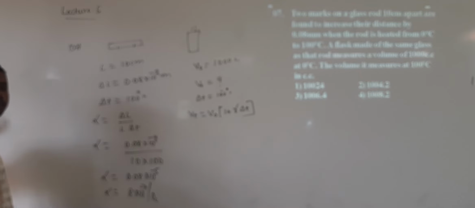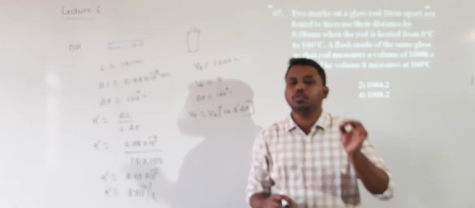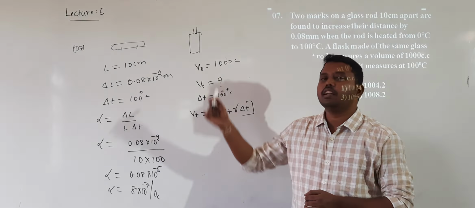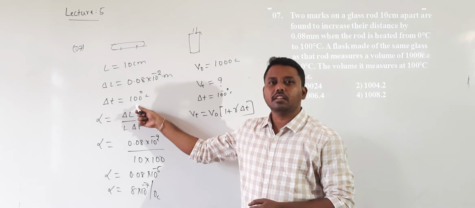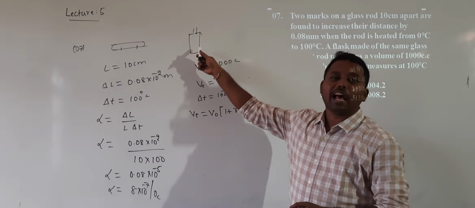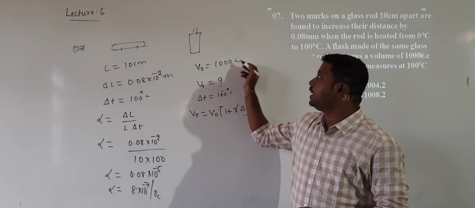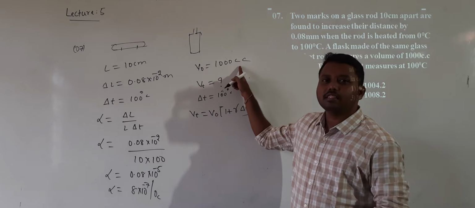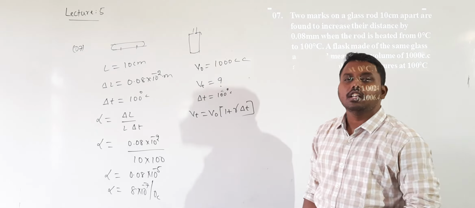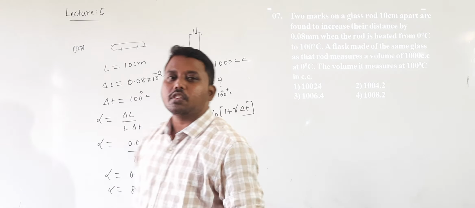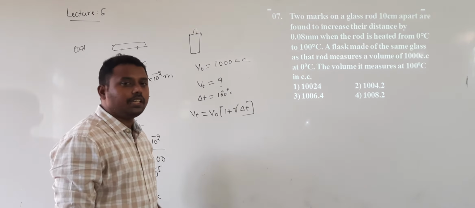Is the question understood? First they gave a glass rod. In the glass rod, the distance between the two points is given. When the glass rod is heated, the distance increases by the given amount. The temperature increase is given. They are asking about a flask made of the same glass. It measures a volume of 1000 cc at 0 degrees Celsius. They ask us to calculate the volume at 100 degrees Celsius. What is the final volume formula? Vt is equal to V0 into 1 plus gamma into delta T.